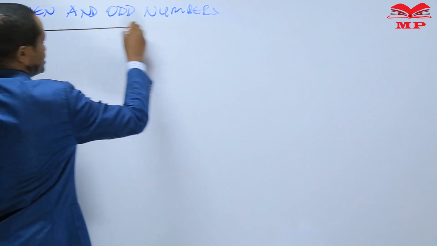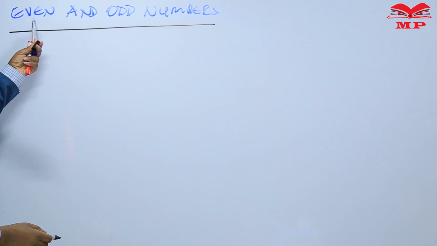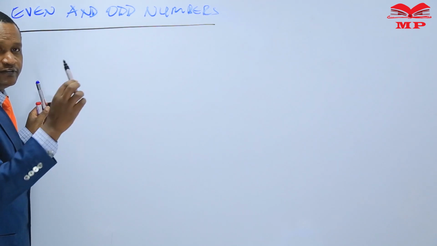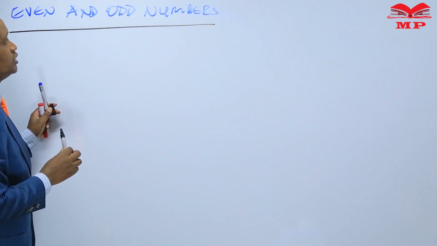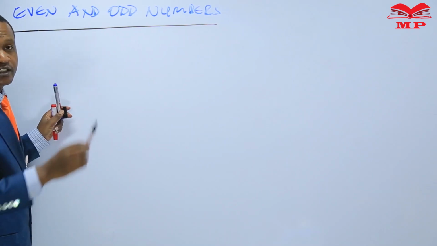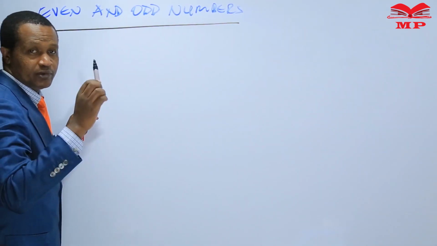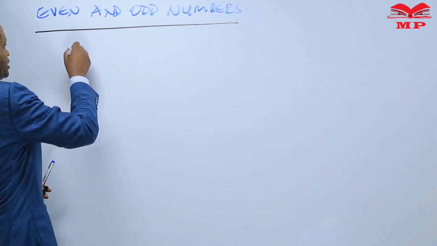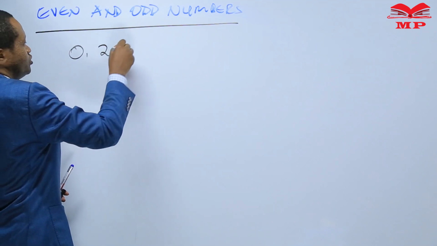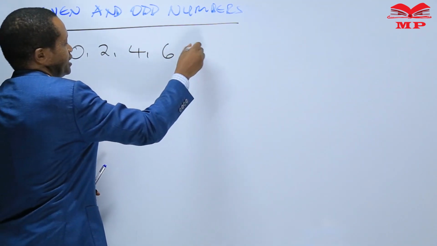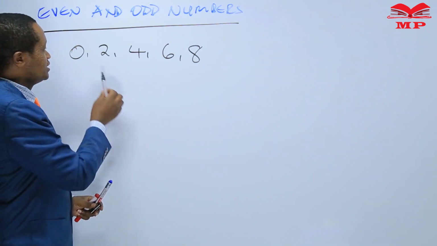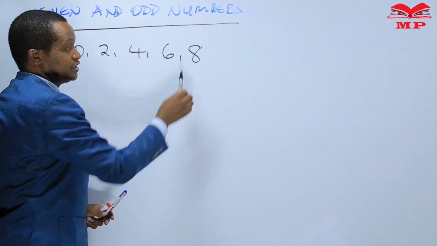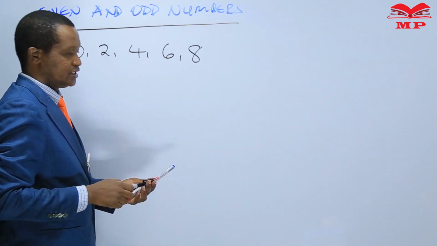We say that an even number is a number that is exactly divisible by 2. Such a number must end with 0, 2, 4, 6, or 8. Any number that ends with 0 or 2 or 4 or 6 or 8 is an even number.